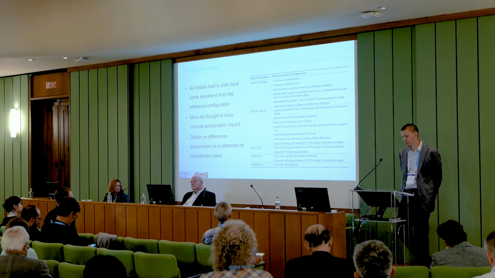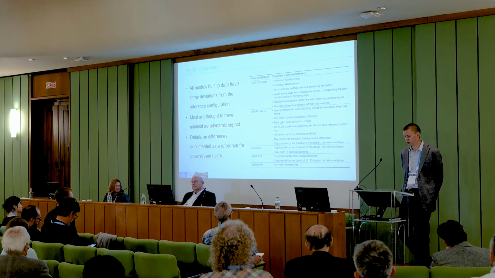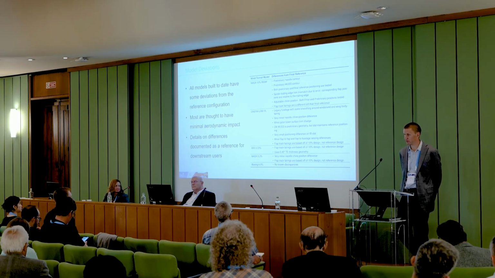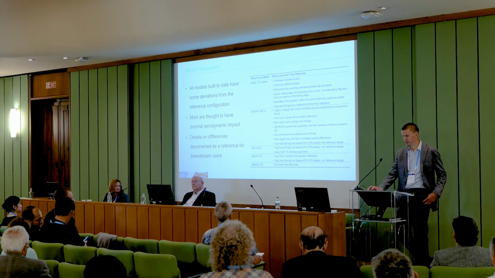So then as we progress in time, we have the KHI and the NASA models. Both are using the legacy flap track fairing design. The KHI model is using the thicker geometry. And then you get to the most recent, which is still being built, the Boeing 6% model, and that's essentially an explicit copy of the reference configuration.